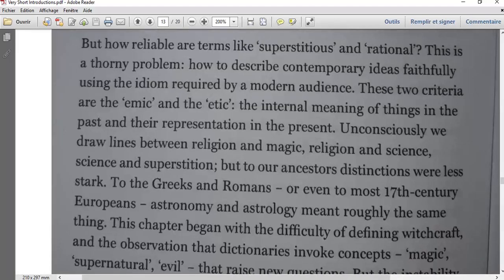How to describe contemporary ideas faithfully using the idiom required by a modern audience? These two criteria are the emic and the etic, the internal meaning of things in the past and their representation in the present. Unconsciously, we draw lines between religion and magic, religion and science, science and superstition. But to our ancestors, distinctions were less stark.